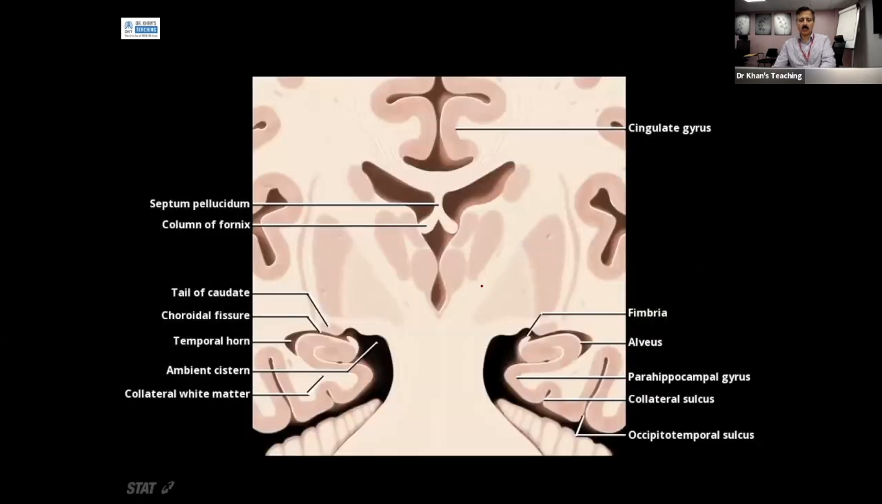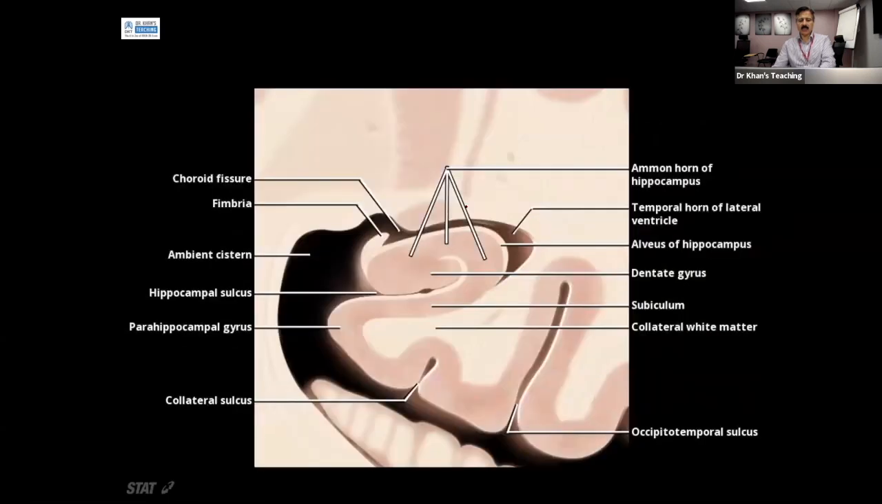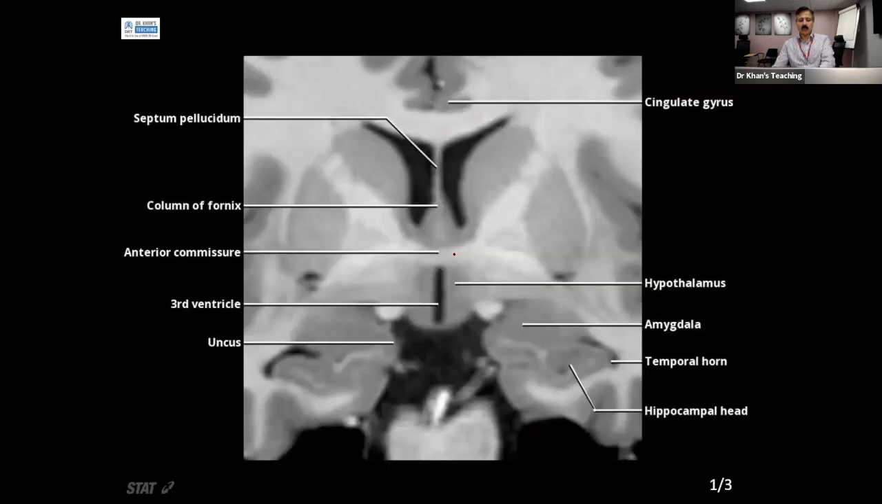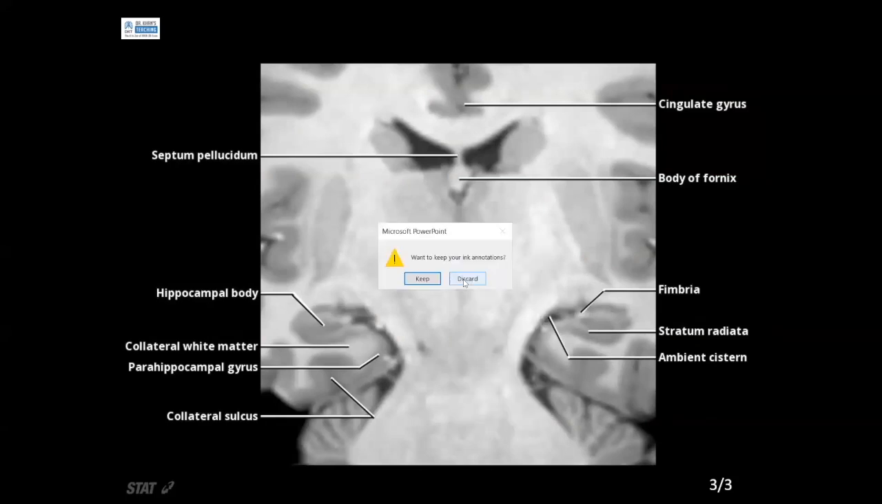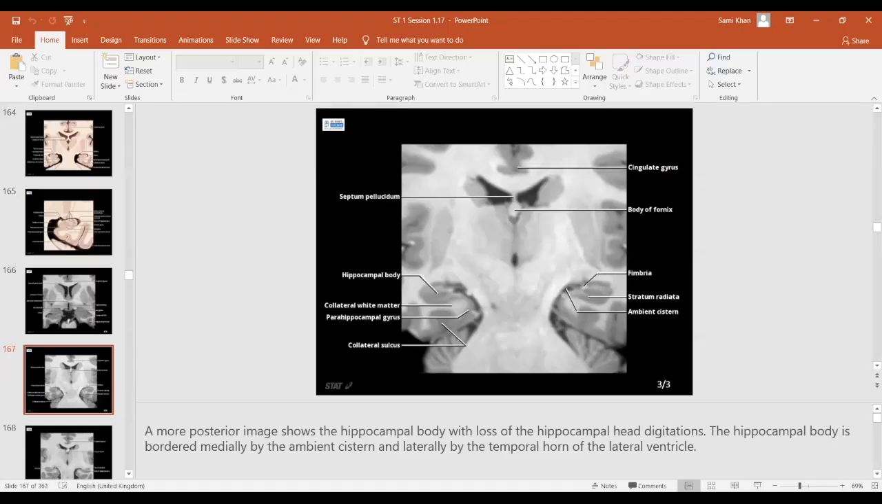How will you see it on imaging? So this is fornix, and this is septum pellucidum. We are slightly anteriorly. Okay, I'll come back to the imaging, but this is the hippocampus, which is the medial portion of the temporal lobe. Okay. And I will go to actually a PACS case.